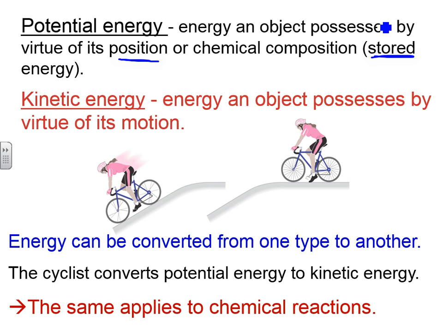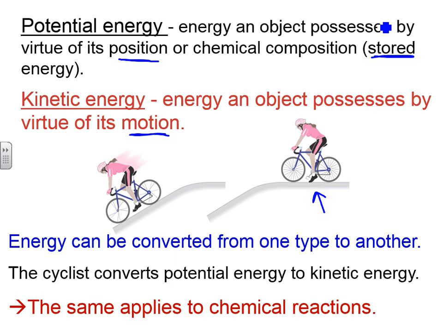Kinetic energy then is the energy of motion, the energy an object possesses because of its movement. And you can convert from potential to kinetic energy. So here, for example, the cyclist is converting the potential energy she has at the top of the hill into kinetic energy. She doesn't have to pedal, it just kind of goes down.